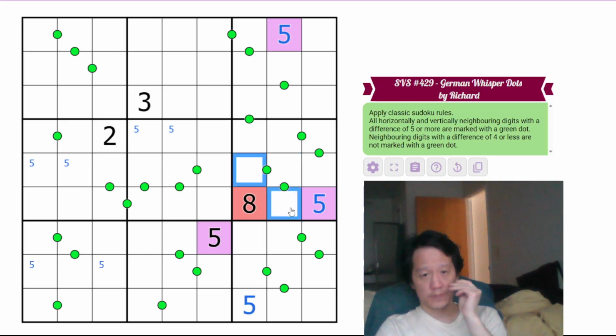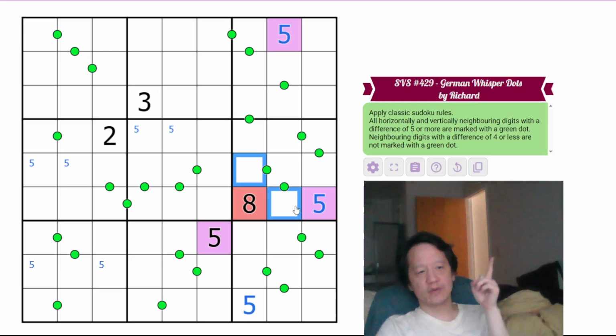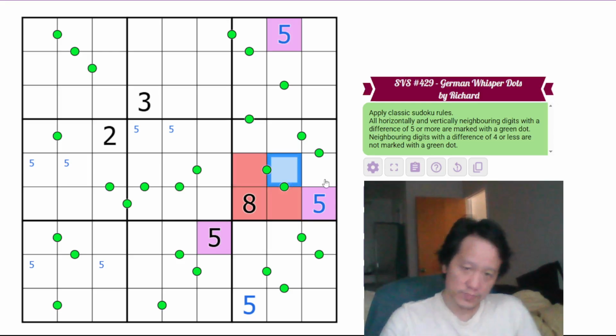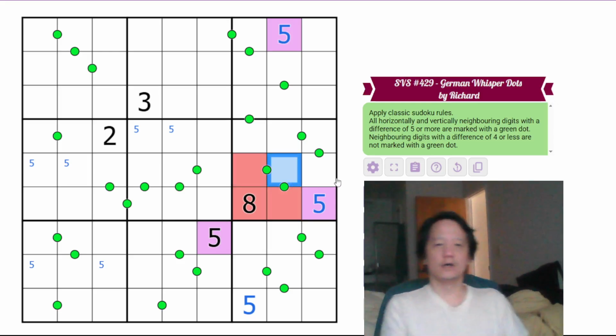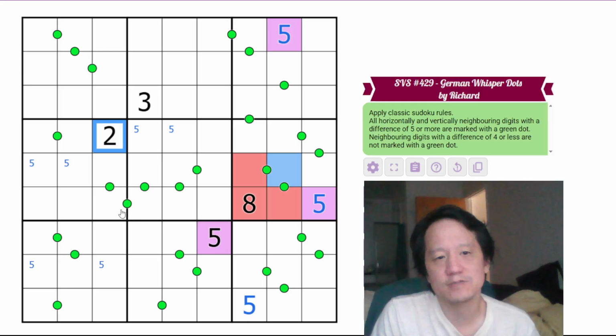So these two digits, if they were both low, because they have to be the same set because they're opposite of this cell, one of them is guaranteed to be 3 or less, which would necessitate a German whisper dot between one of those and this. Therefore, these cannot be both low, these must both be high, which forces this to be low. What else do we know? 2 is, well, we don't know about these, though.